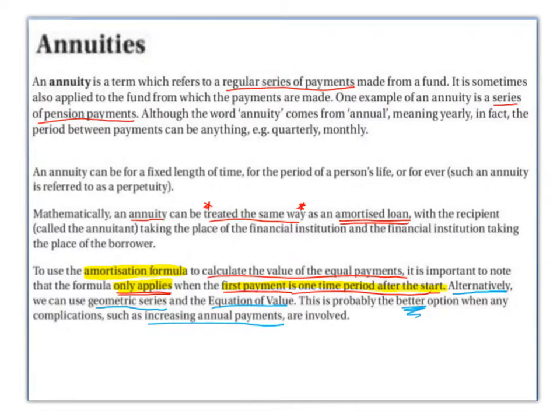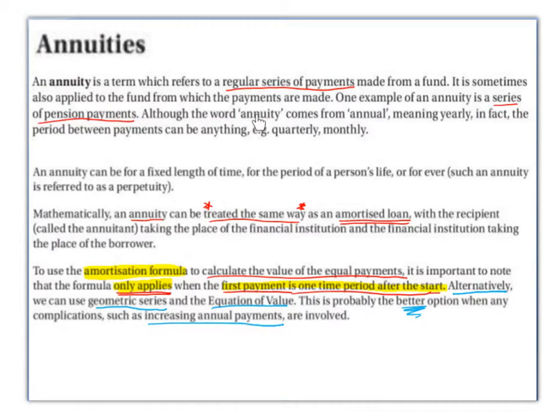Annuities. An annuity is a term which refers to a regular series of payments made from a fund. It is sometimes also applied to the fund from which the payments are made. One example of an annuity is a series of pension payments.